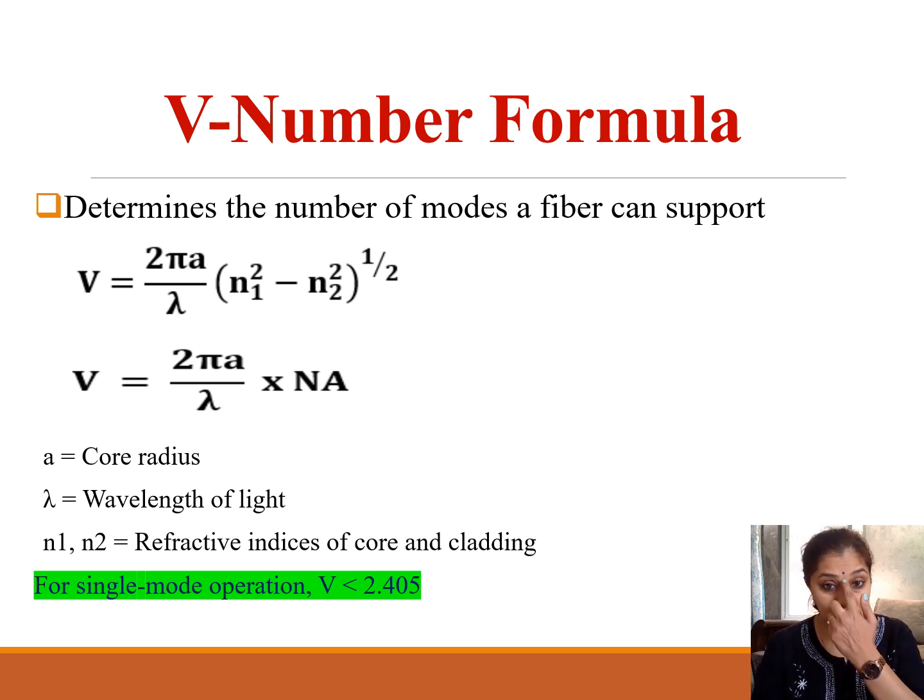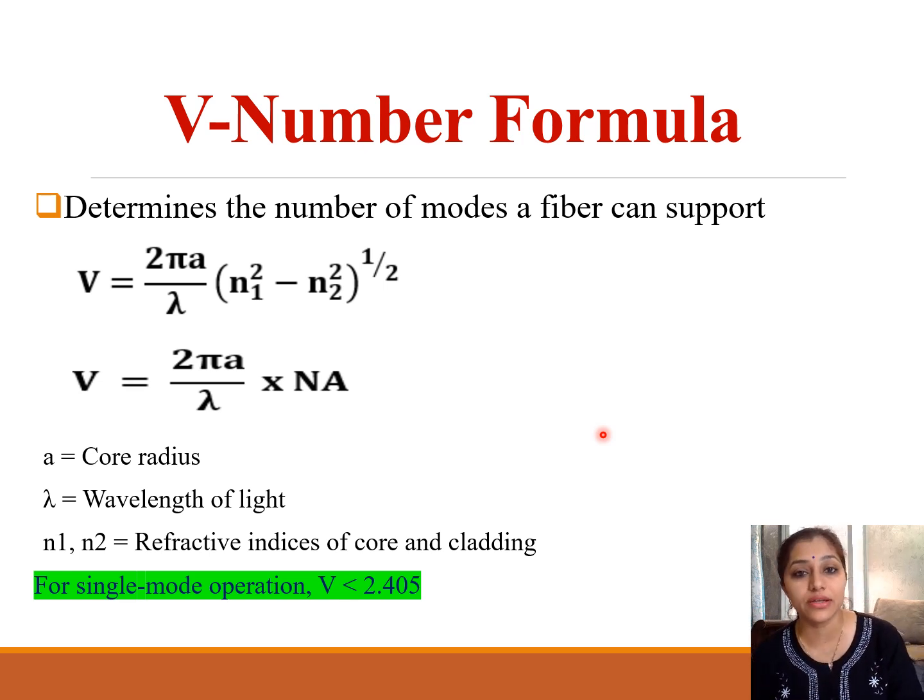Now let's discuss the V number. You now know the condition for the propagation constant. Its value must be between the propagation constant of the core and the propagation constant of the cladding. Then the V number tells us how many modes can travel. The first parameter, beta, tells us whether light can travel or not. For light to travel, its value must be between beta 1 and beta 2. The second parameter tells us how many modes can travel.